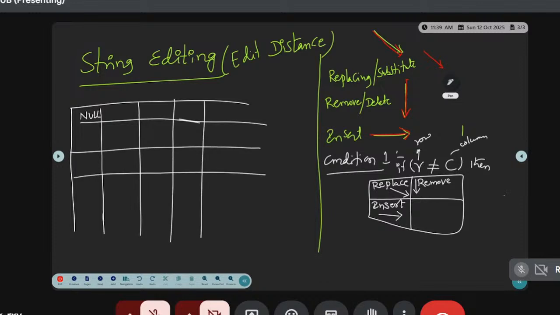So if you are going to decide this cell, the decision you have to take for this cell: if R is not equals to C. What is R? What is C? What is not equals to C? If the condition is satisfied, then the decision depends upon this cell and this cell. This cell indicates insert, this cell indicates replace, and this cell indicates remove.